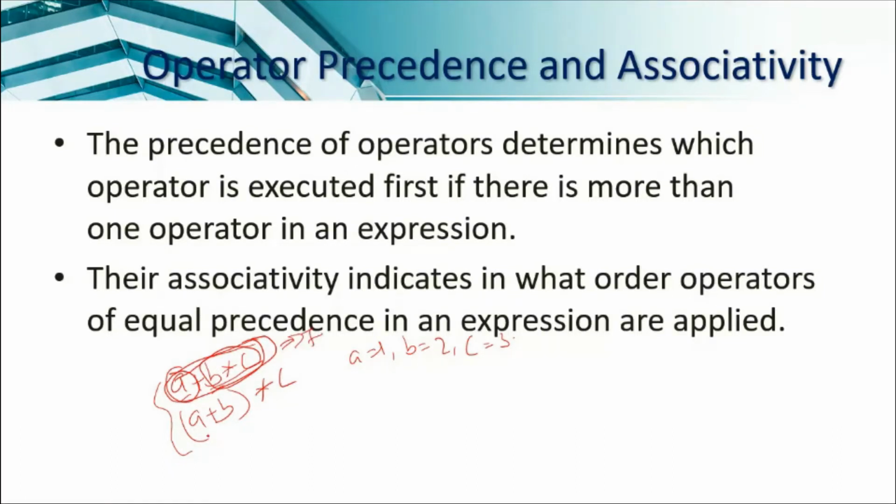But in the other case, if we consider this expression, A plus B is within the bracket. As per the BODMAS rule, the bracket has a higher precedence than the multiplication. So the bracket comes first, and whatever is inside the bracket is executed first. So A plus B, where A is 1 and B is 2, is executed as 3. Then multiplied by C, which is again 3. So 3 into 3 is evaluated as 9.